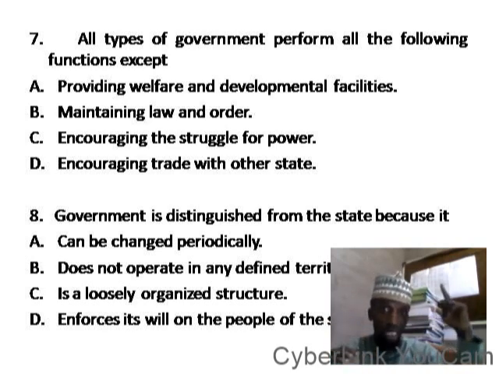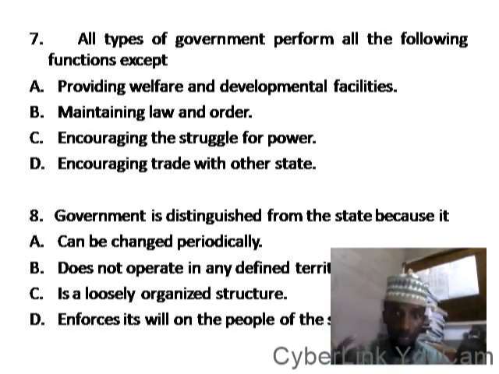One of the features of the state you should not forget is permanency. The state is permanent. Nigeria as a state is permanent. But the government that controls the affairs of the state is changing. So may Allah assist us. We will move on to proceed to another chapter.